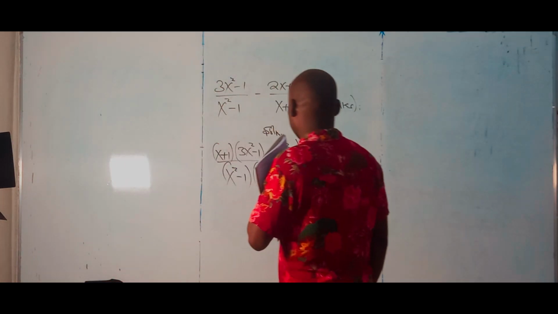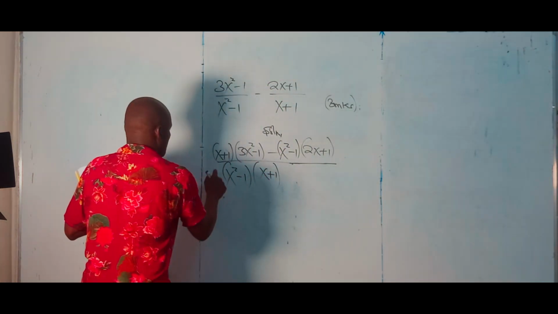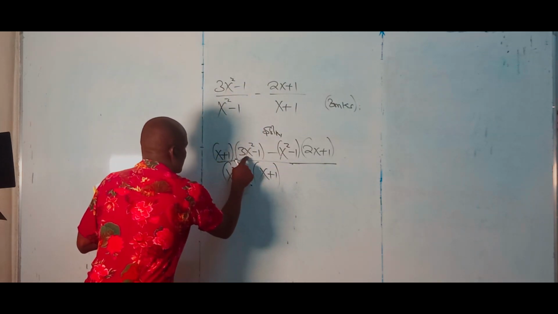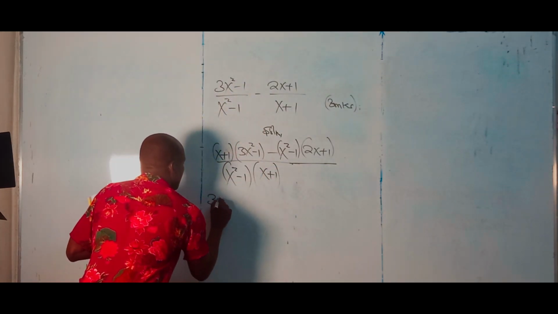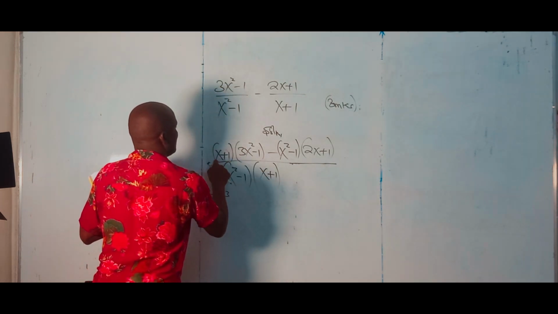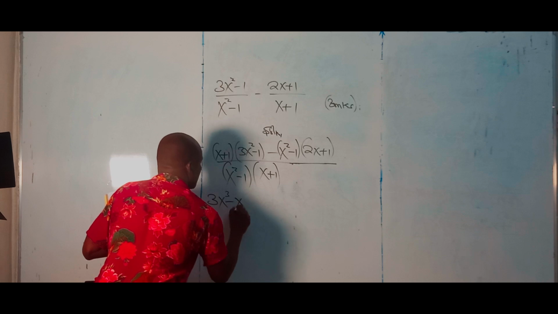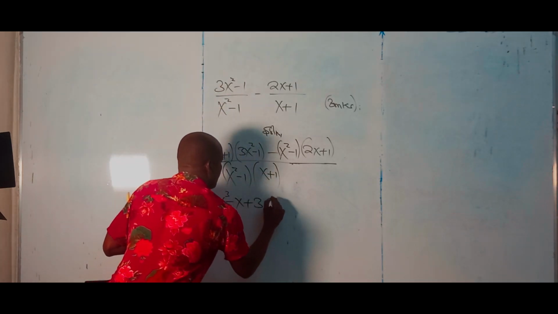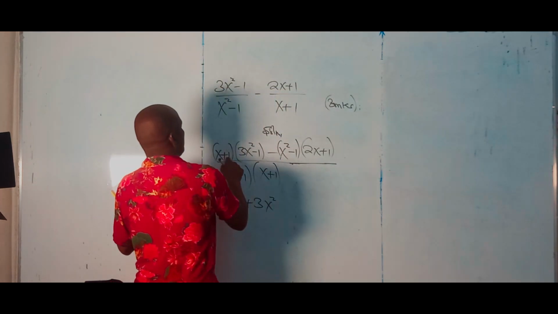Let's just multiply. So this will be x by this is 3x cubed, that is this by this, minus x, plus 3x squared, minus 1.